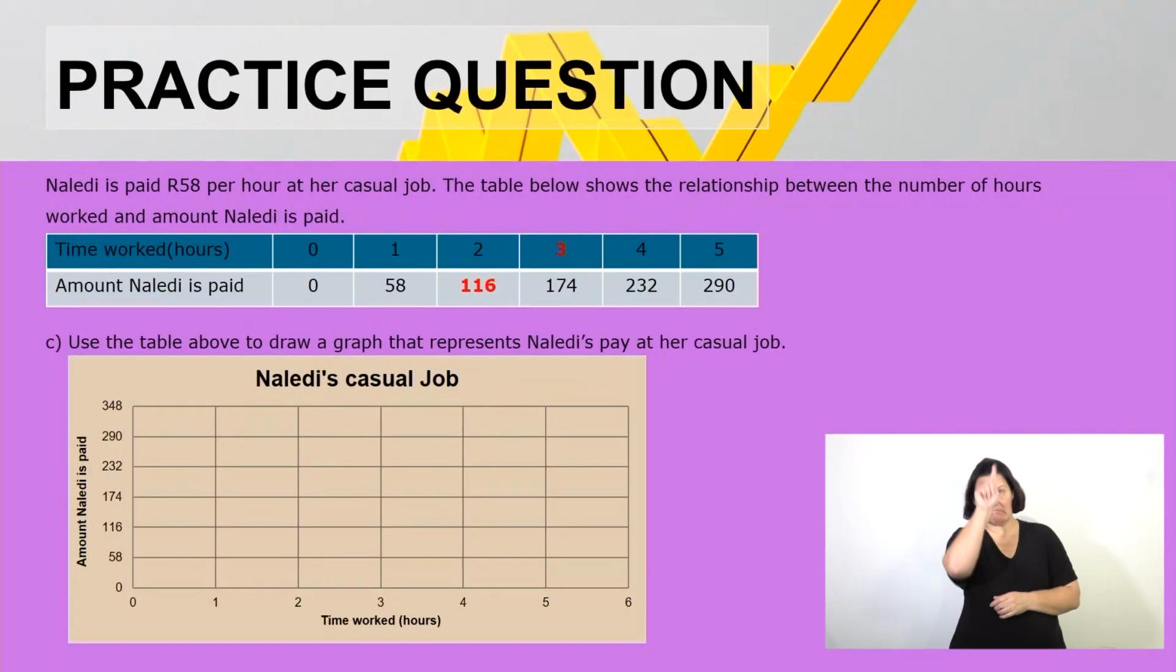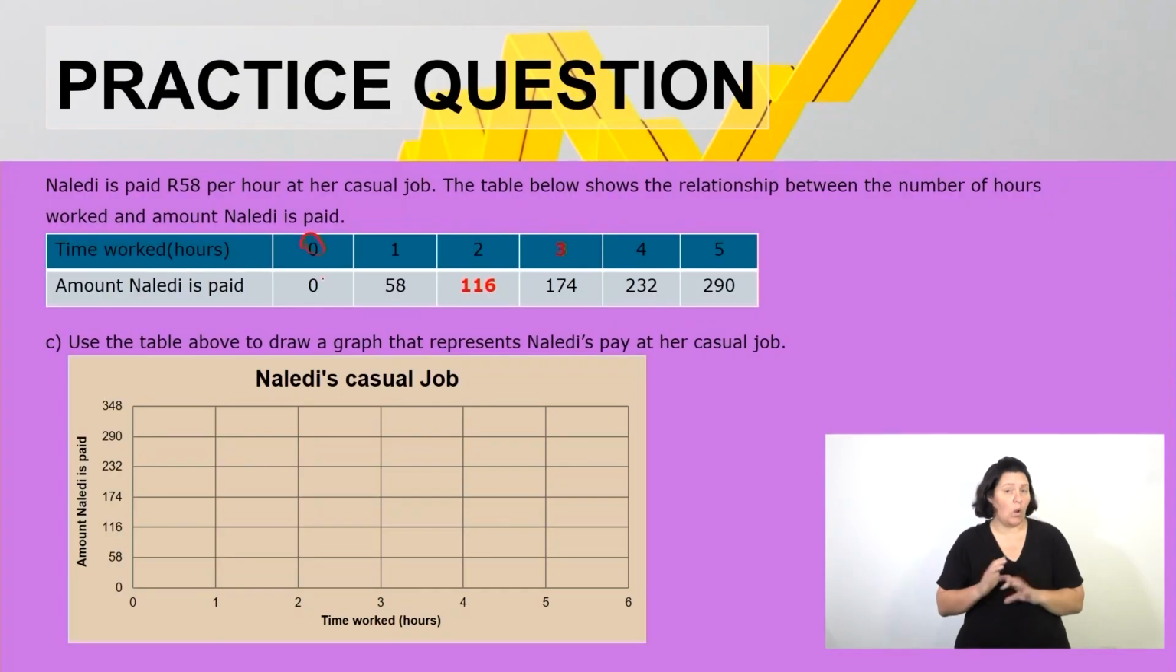Let's move along. Use the table above to draw a graph that represents Naledi's pay at her casual job. By now, I'm sure you are mastering this one. If she has not worked, she will not get paid. So our graph will start there. If she works for 1 hour, she will be paid 58 rand. That is the point over there. If she works for 2 hours, she will be paid 116 rand.